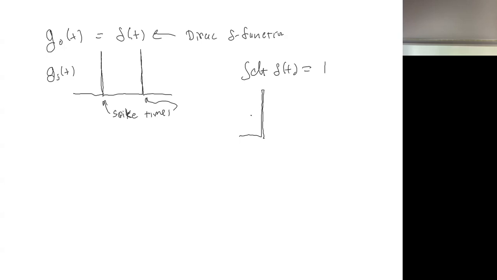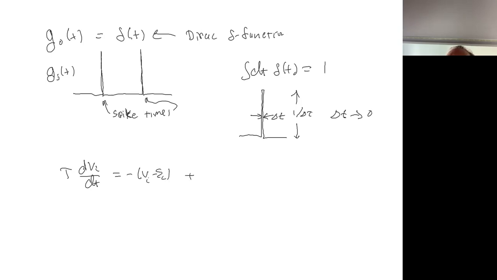So we can think of it as a rectangle, where the width is delta T and the height is 1 over delta T. Then let delta T go to 0. So it's an infinitely high, infinitely narrow delta function. And we can ask, what's the effect of a single spike on the voltage? So we have tau dV_i/dt equals minus (V minus E_leak) plus W_ij delta of t. So a single spike at 0, what does it do to the voltage?